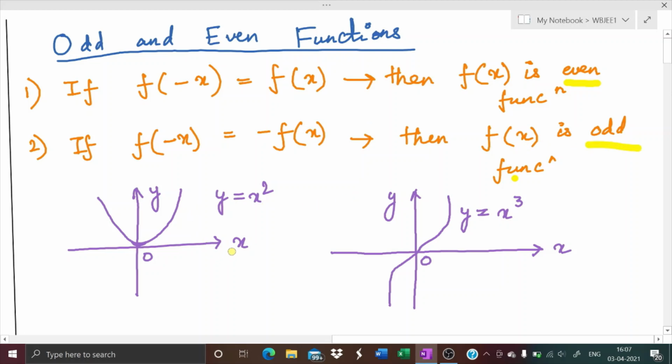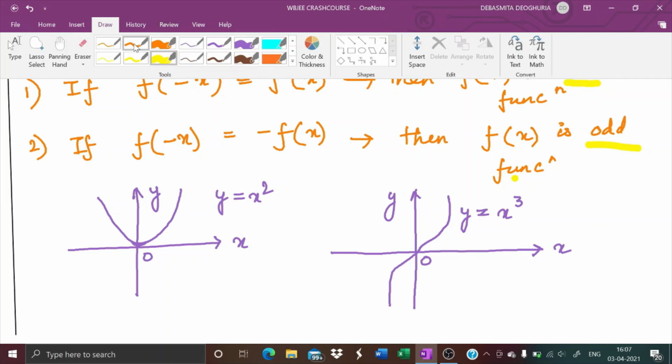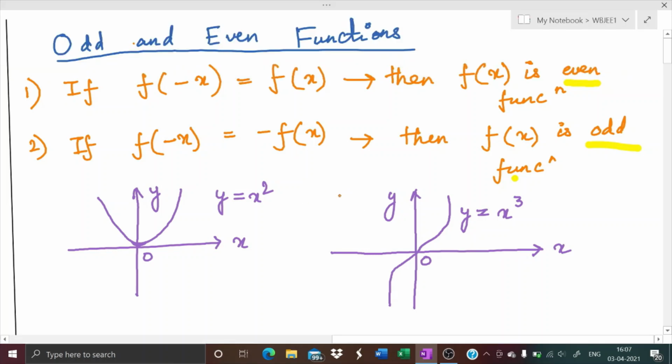If you have to tell graphically, then from the graph you can see that this graph is for an odd function. For an odd function, what happens? The graph is symmetrical about the origin. Example is y equals x cubed. And in case of an even function, the graph is symmetrical about the y-axis. Example is y equals x squared. So this is the basic thing about odd and even functions.